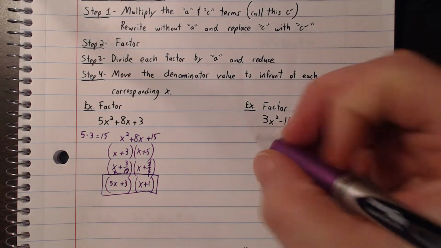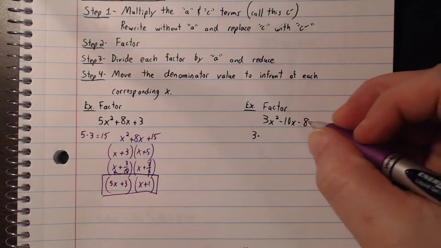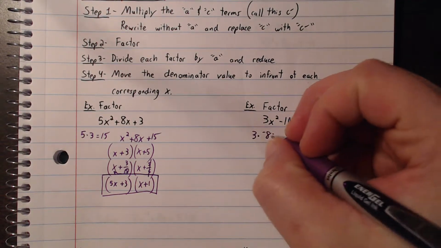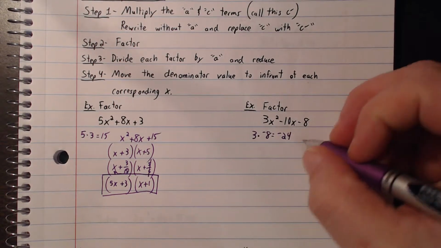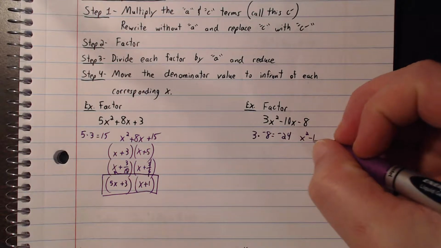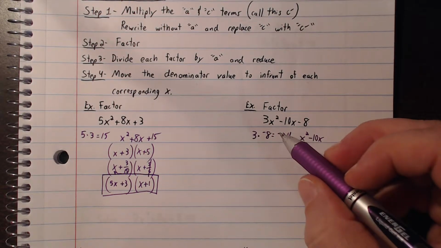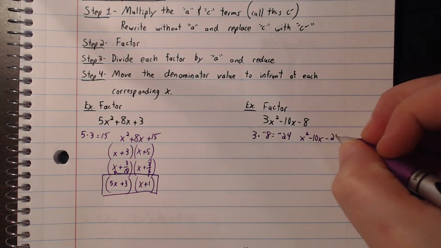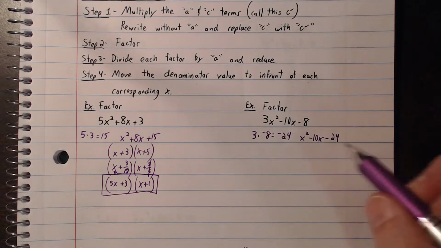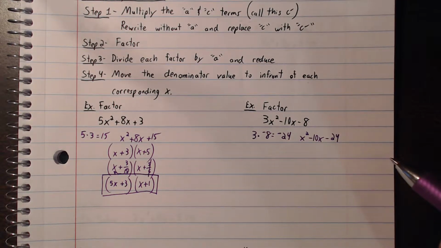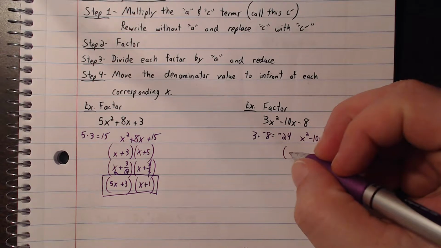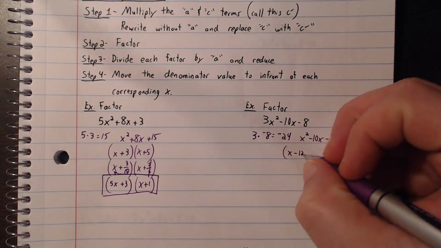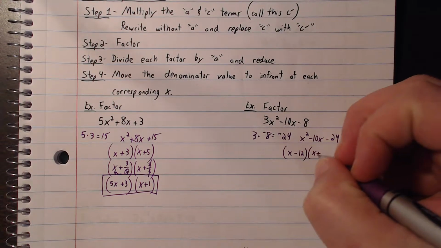I'm going to take my A term, multiply it by my C term. That's going to give me negative 24. I'm going to rewrite without the A term now, so x squared minus 10x, and I'm going to add this now in, so minus 24. This should be factorable. In fact, what I get is negative 12 and 2. That's going to multiply to negative 24 and add to negative 10. So x minus 12 and x plus 2.